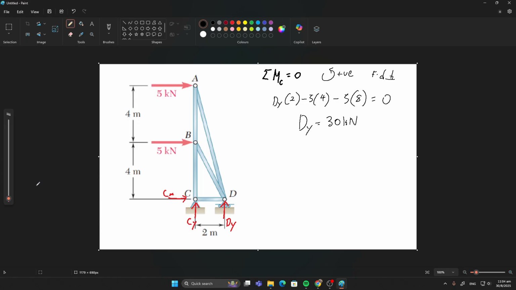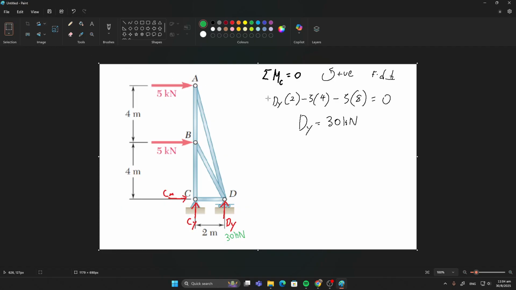Is it actually 30 kilonewtons? I think so. I'm not looking at my answer. So my dy, I've calculated it to be 30 kilonewtons. Okay? I don't know what my cx and cy are. Or do I? I do know my cx. Take note, I'm still looking at external forces by the way.